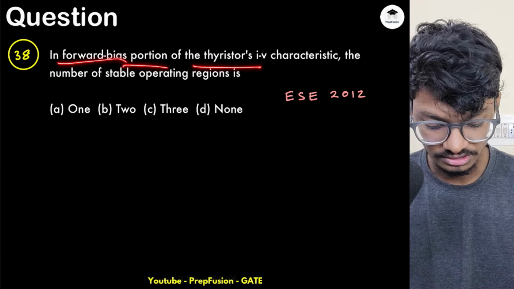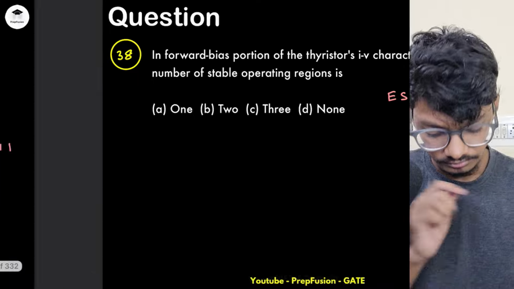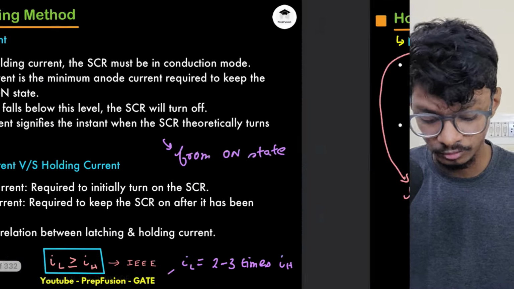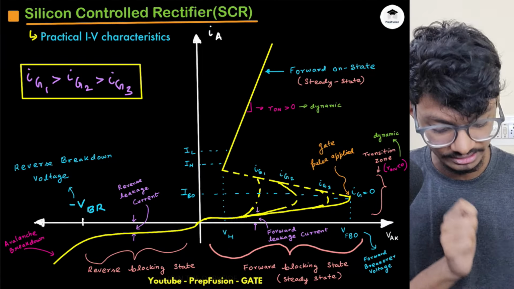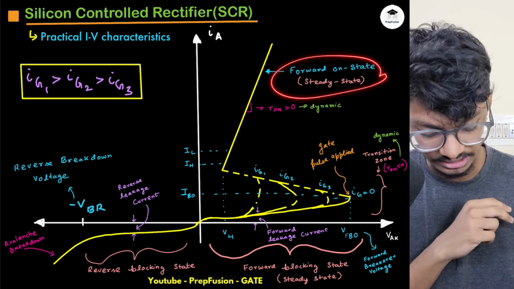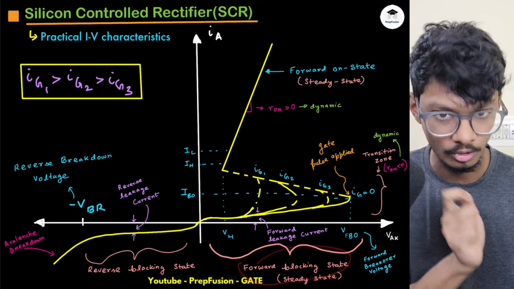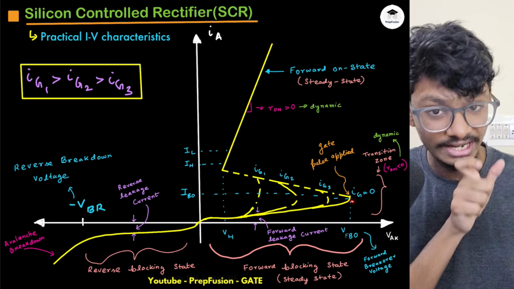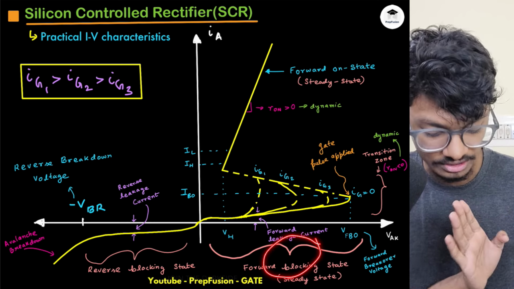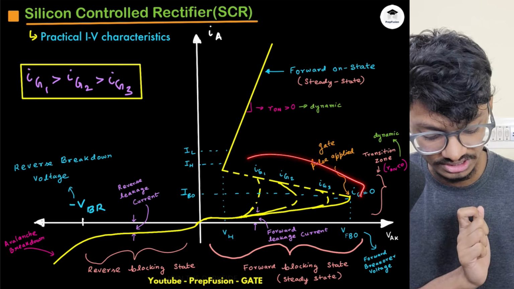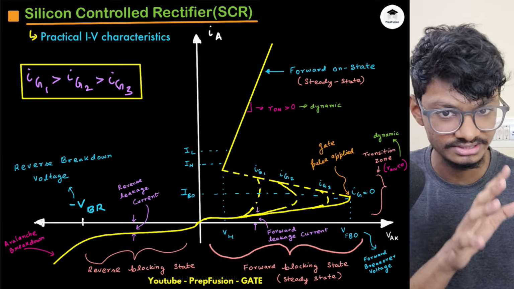In forward bias portion of the thyristor IV characteristics, the number of stable operating regions. So how many regions are there? If I just go back to that VI characteristics, it is very important. You can make short notes of that. I told you when I was explaining that there were two stable regions. One was the forward on state or the conduction state, and the other was the forward blocking state or forward blocking mode. But there was another region, the transition zone, when it was transitioning from forward blocking state to forward on state. So this is the unstable region. Why? Because the dynamic resistance here is negative, and negative resistance means unstable.